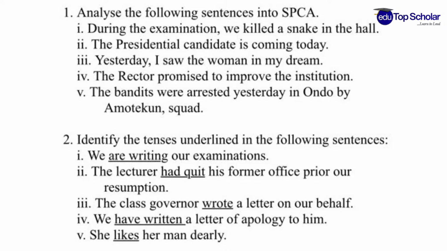Then sentence number 4: the rector promised to improve the institution. All right. So the subject of this sentence is the rector. So you underline the rector, and that is our S. Then promised, the predicator, to improve the institution. That is an adjunct.